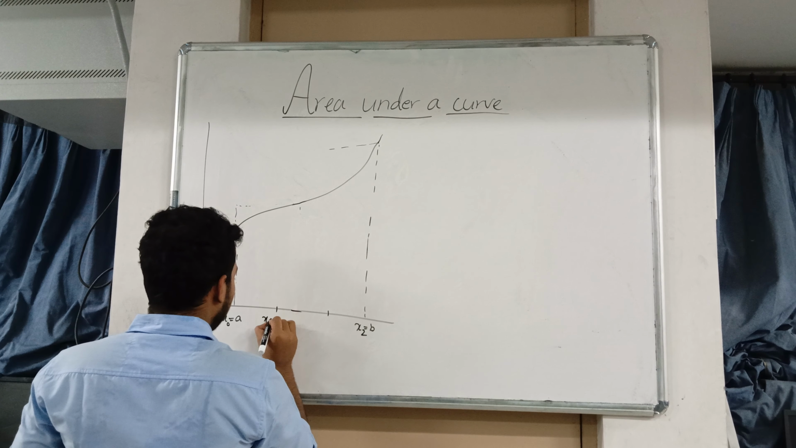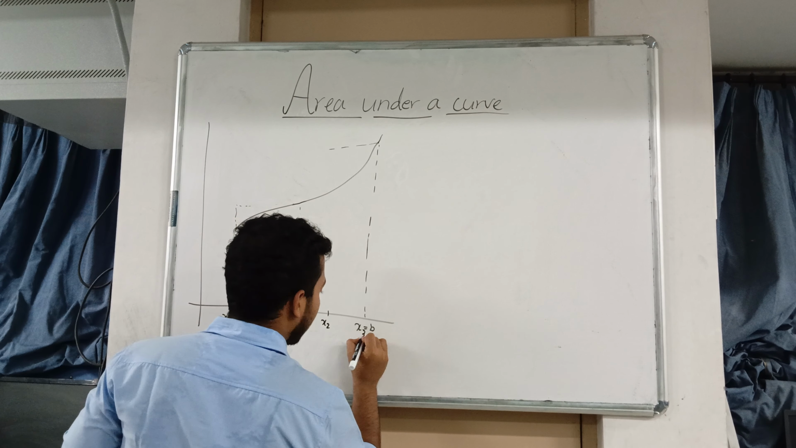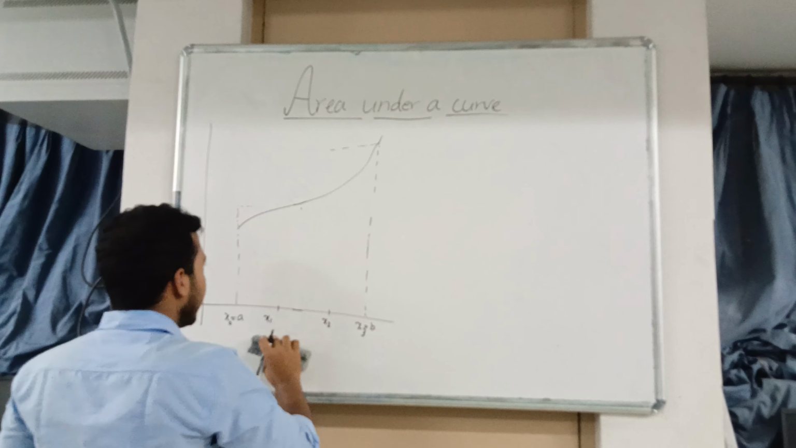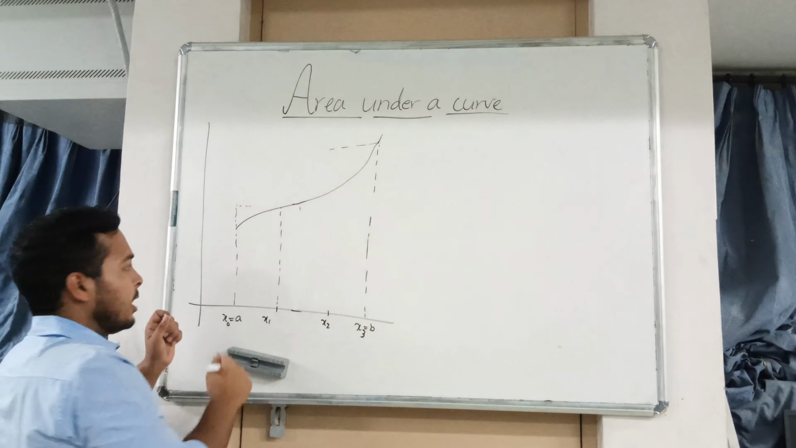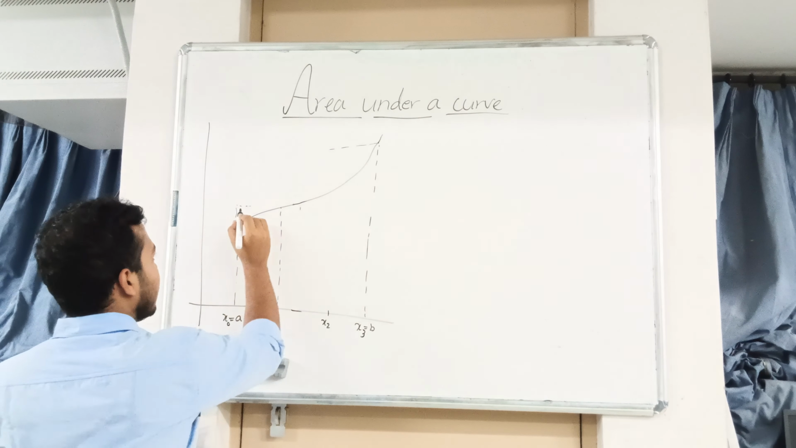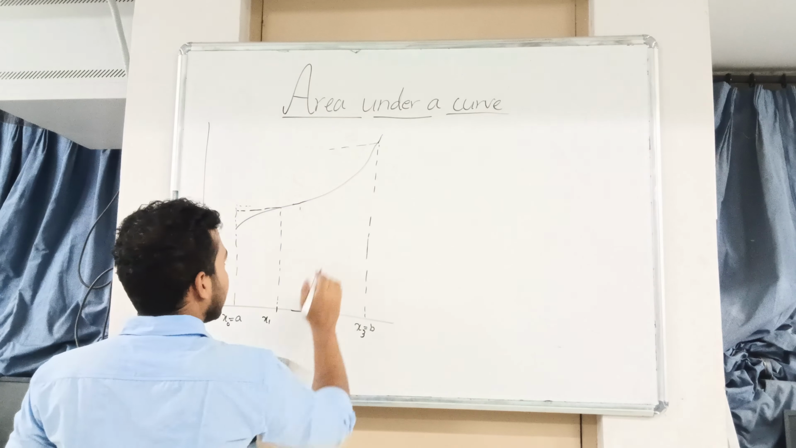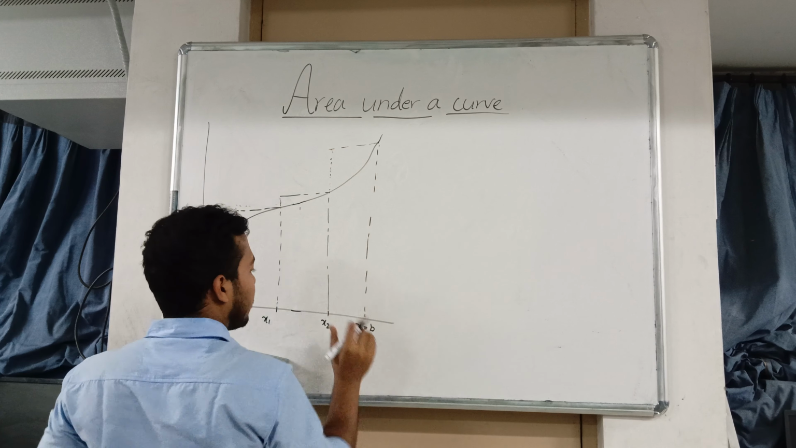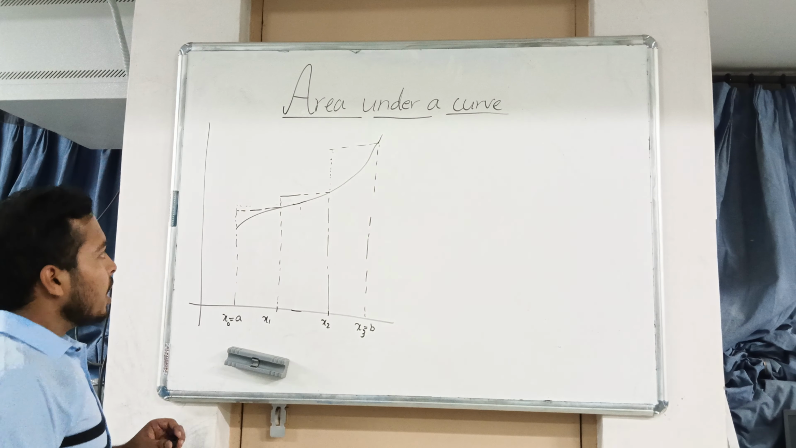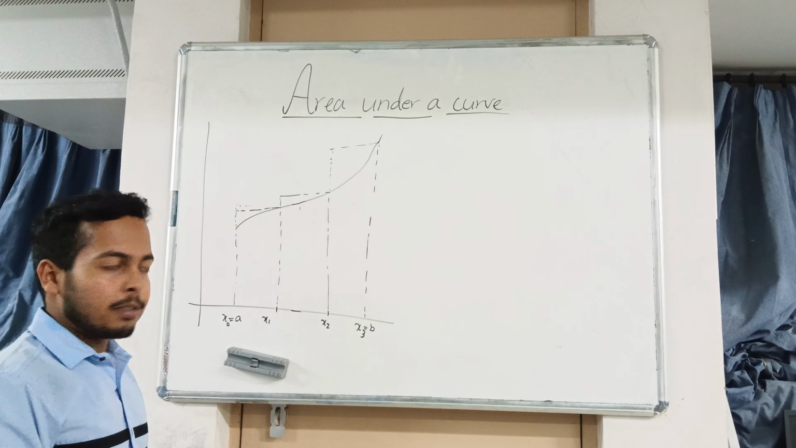Let this point be x1, let this point be x2, and then naturally x3 equals b. Then, as we did previously, in the first rectangle the height would be f of x1. For the second rectangle, the height would be f of x2, and in the third rectangle, the height would be f of x3, that is f of b. Now, as you can see, our approximation is still rough but finer than the previous one.